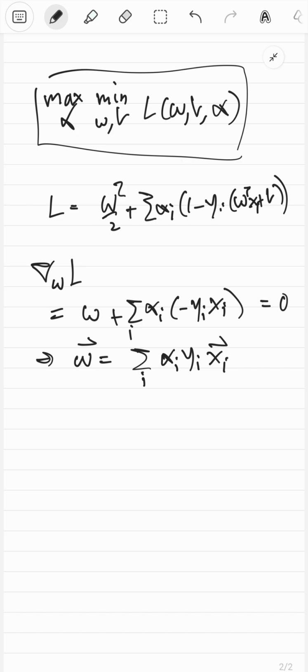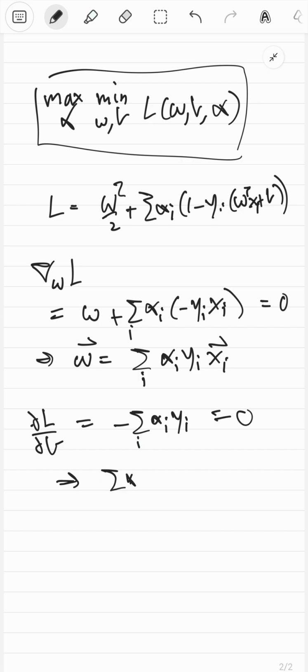Similarly, we can take a derivative with respect to b, and since b is a single quantity, it's going to be dL by db, or more like partial L by partial b. So what's that going to be? This term is independent of b, so that doesn't matter. This one doesn't matter. You just have negative summation of alpha i yi. So omega transpose x doesn't matter. This b term just becomes 1. So this is the whole thing, and this should be equal to 0. So what that means is the summation of alpha i yi is equal to 0.